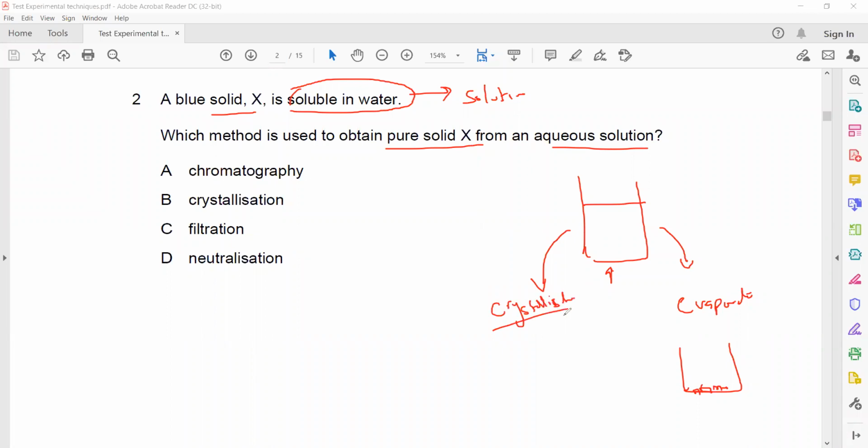In crystallization, we do not remove all of the liquid. Like if it was 10 cm cube of liquid, we evaporate some of the liquid, for example, we make it 5 cm cube. So 10 cm cube can dissolve more salt, but when it is 5 cm cube, it can dissolve only a small amount of salt. So the remaining salt will appear as crystals or a solid, which can be removed by filtration. But the first process is crystallization. That's why B is the right answer. So whenever you have a soluble salt or a salt solution and you need salt from that, use crystallization.